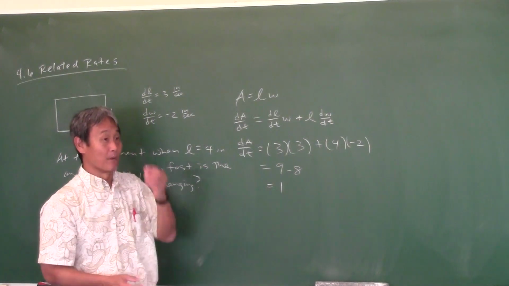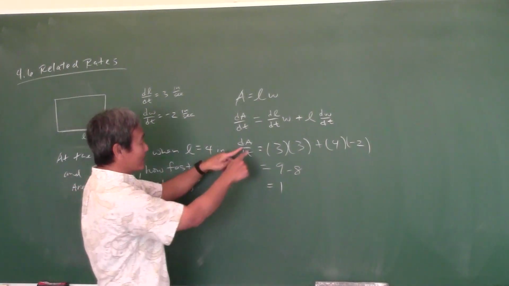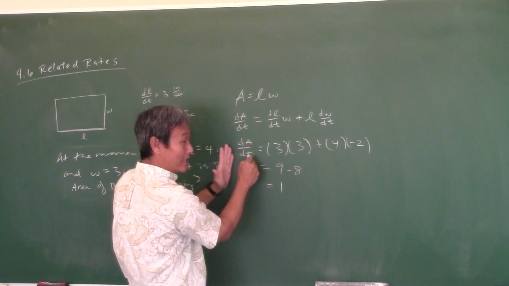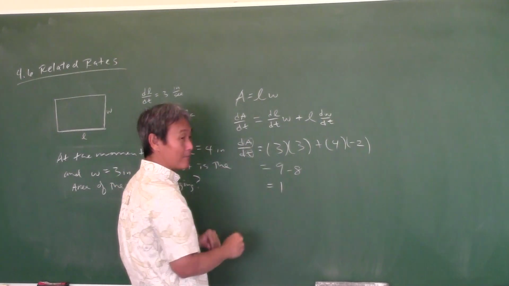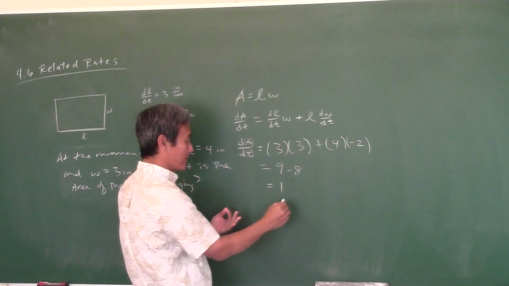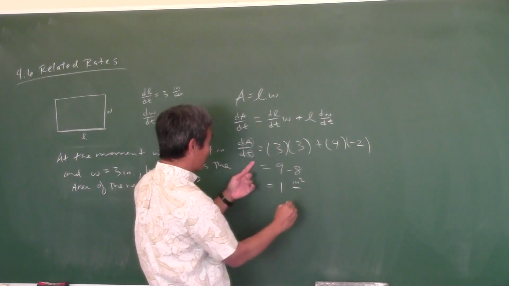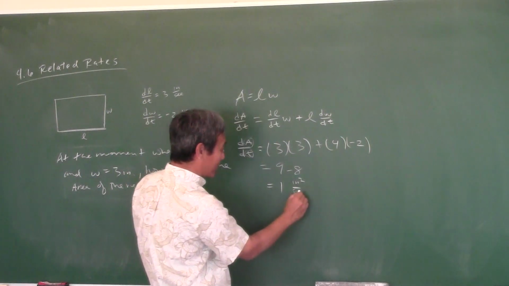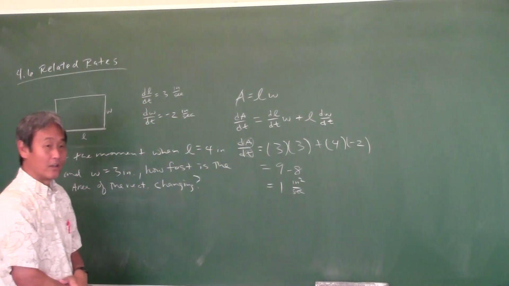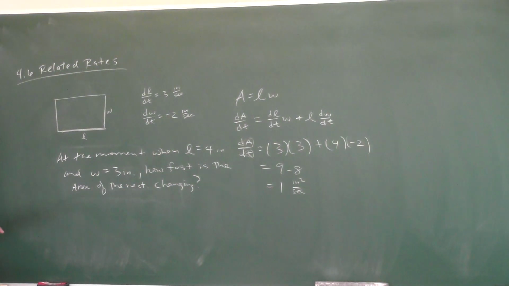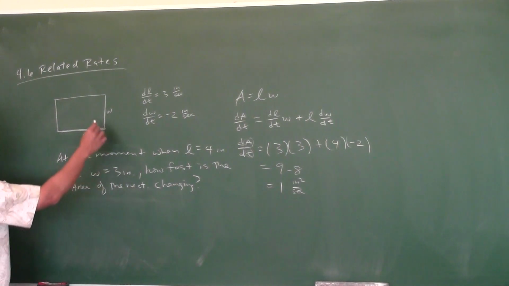Inches squared per second. But if you're not good at units, then just look at this right here. You're finding dA/dt. That's area over time. How is area measured? Inches squared. How is time measured in this problem? Seconds. There you go. You always have to give units in this, otherwise that's an automatic 1-point deduction on the AP exam.